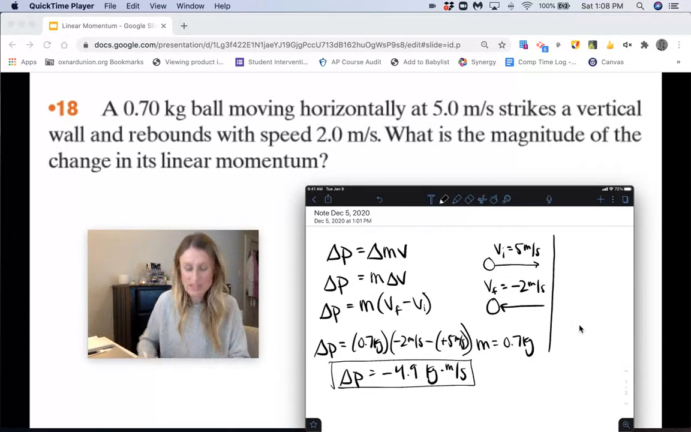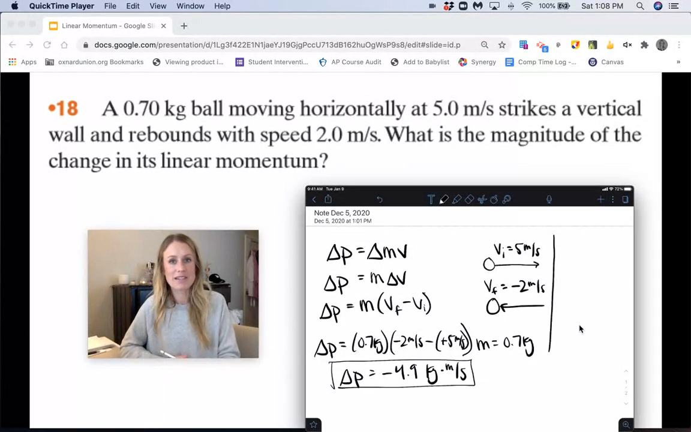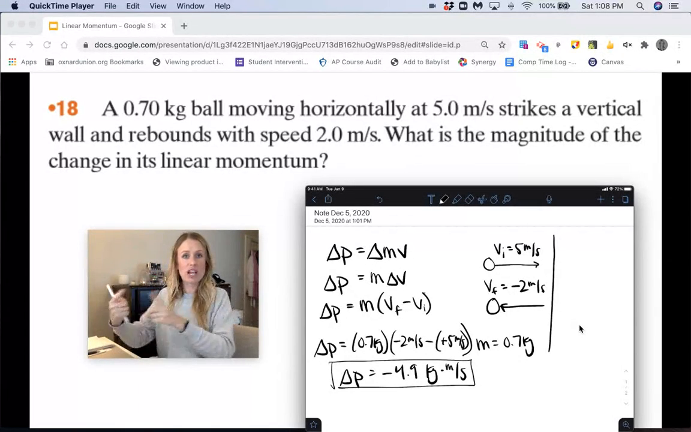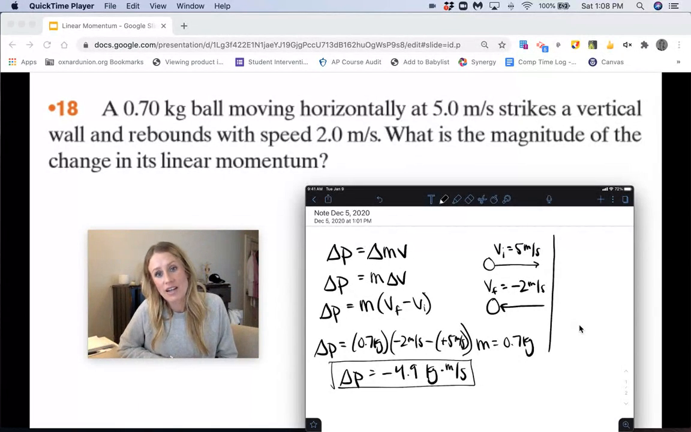Not sure if I mentioned this in the other video, but the unit for momentum is just kilograms times meters per second. It's not anything special. We don't have anything like how force is newtons. There's no special unit for momentum. It's just kilograms times meters per second. Another thing to note here is that this change in momentum is negative. And that makes sense because if we have an initial positive momentum coming towards the wall, the change in momentum is in the opposite direction. All right, so that's why we have a negative change in momentum.